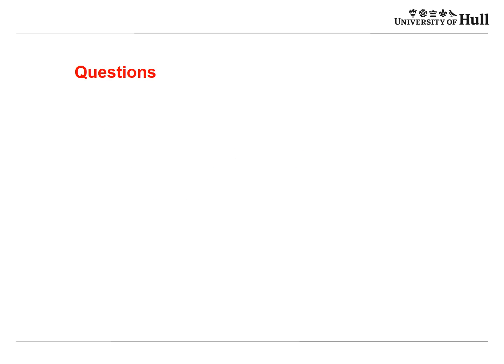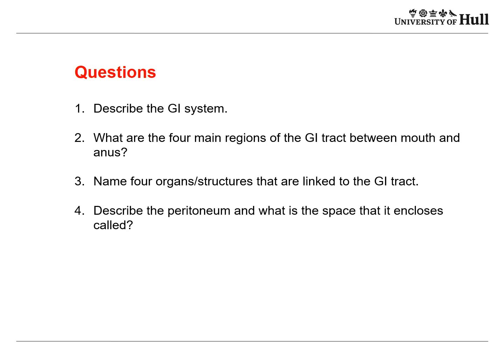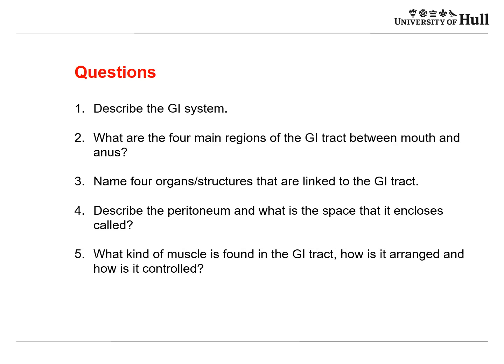Now some questions. 1. Describe the GI system. GI means gastrointestinal. 2. What are the 4 main regions of the GI tract between mouth and anus? 3. Name 4 organs or structures that are linked to the GI tract. 4. Describe the peritoneum and what is the space that it encloses called. 5. What kind of muscle is found in the GI tract? How is it arranged and how is it controlled?